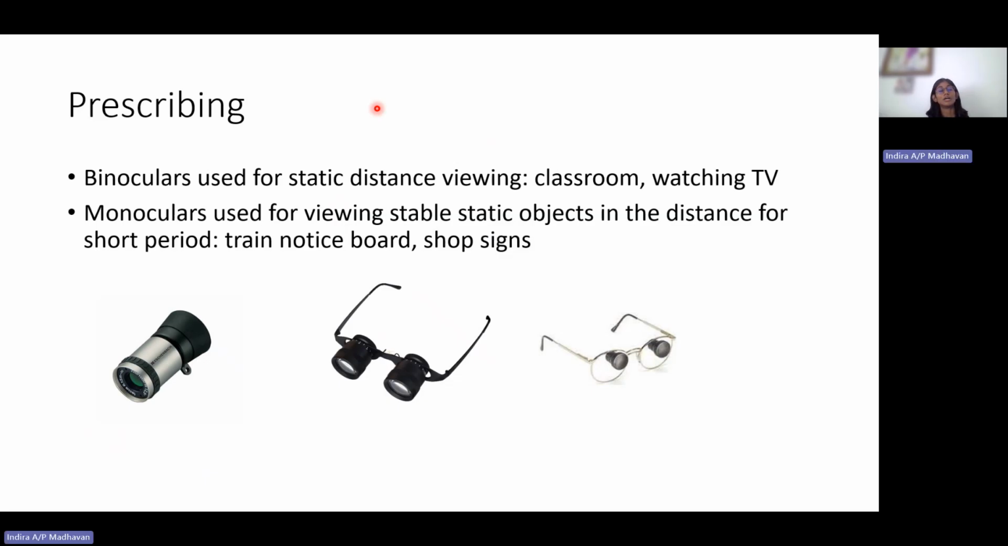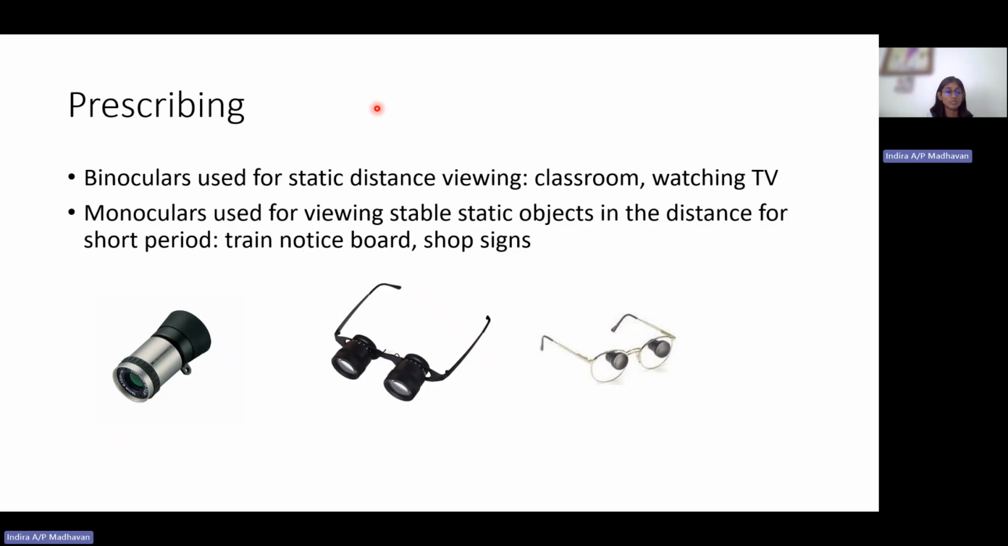Okay, how do we prescribe this? Binoculars are used for static distance viewing, like in the classroom or watching television, where you don't move. You'll be sitting at one place and the object that you're looking at is also in one place. While the monocular is used for viewing stable static objects in the distance for a short period. For example, if the patient wants to look at a bus number, display number in the train station, or shop signs, all these will be monoculars.